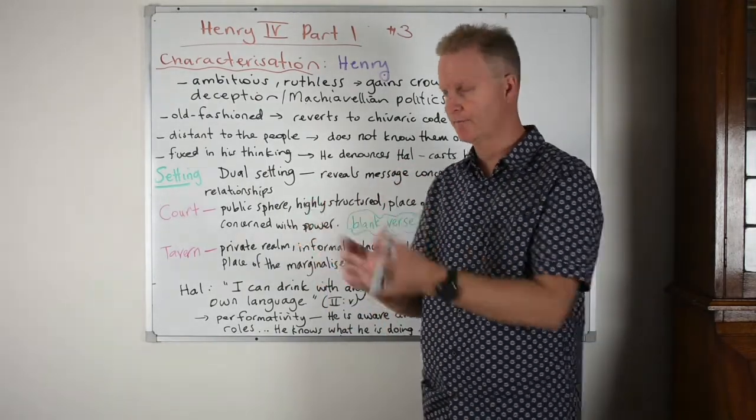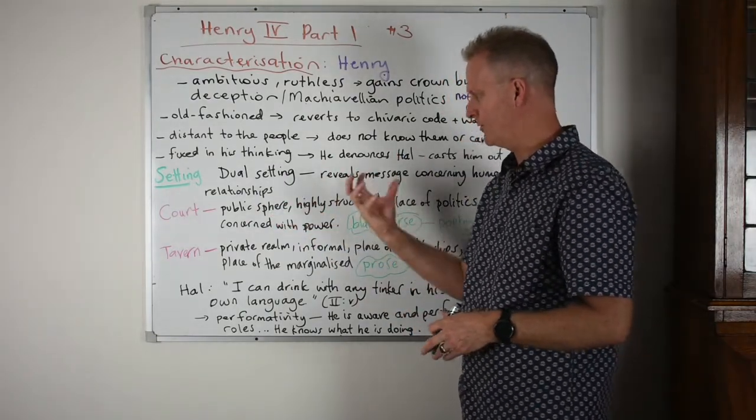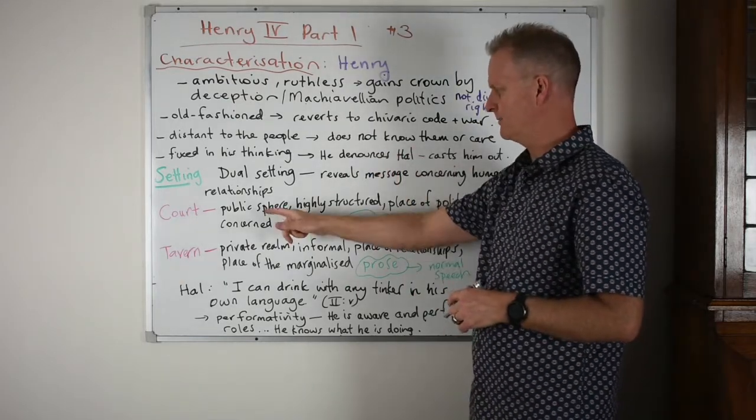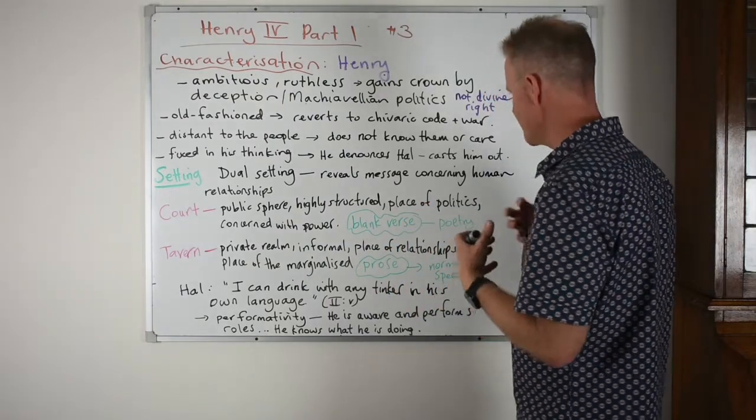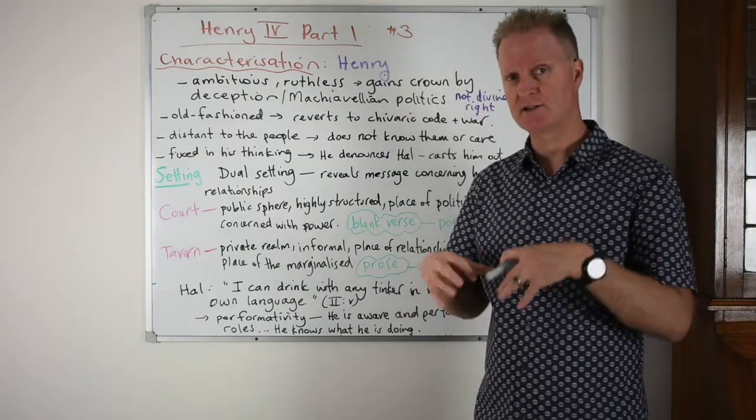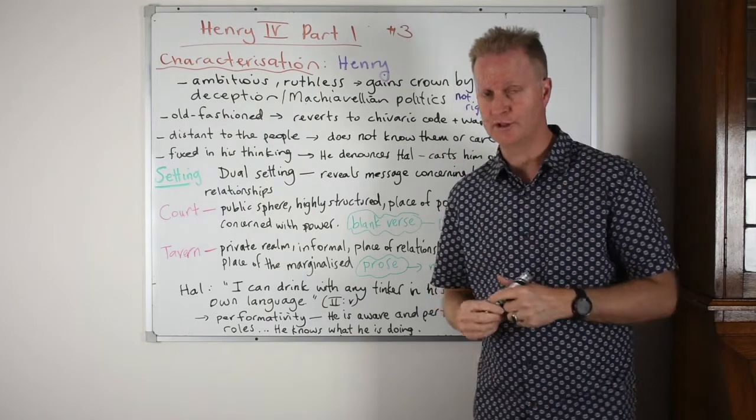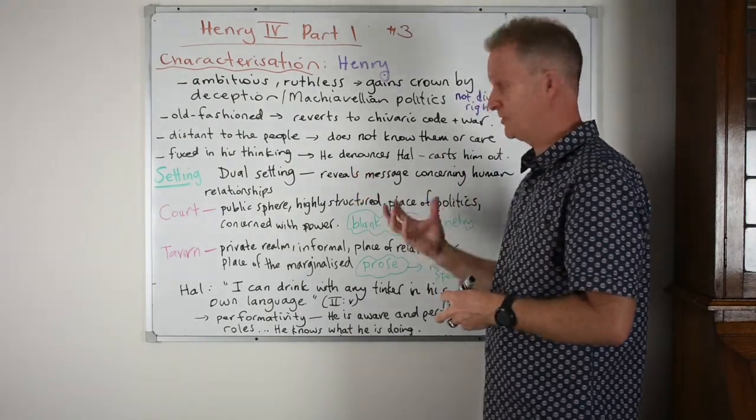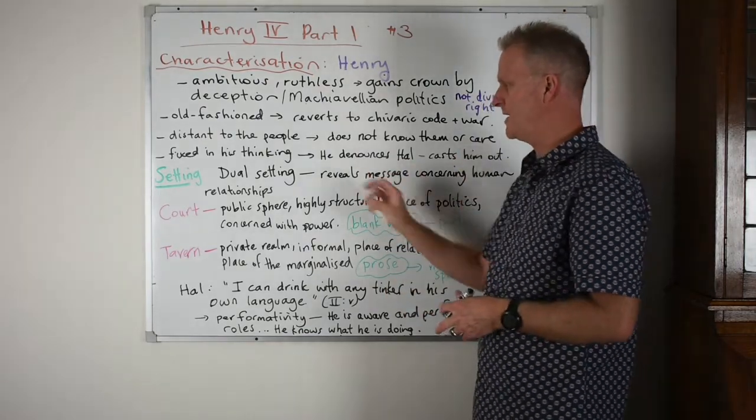That's really encompassing that. So the court, the king's court, and the realm of the monarch is the place of the public. It's very structured, it's very ordered, and it's a place of politics, and it's certainly concerned with power. And so what Shakespeare does is he uses blank verse, that really rigid poetic form, to reflect the structure and the rigidity of the court, the realm of the king.